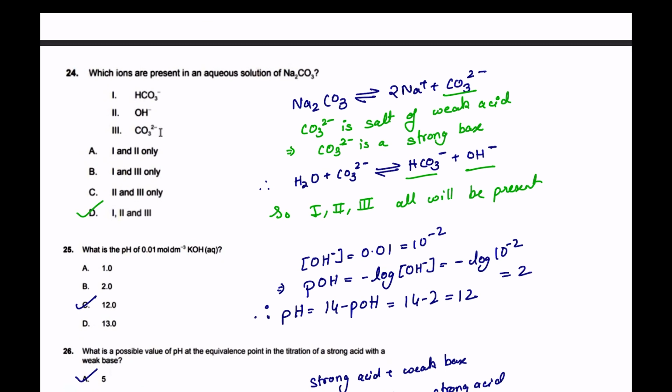Now moving to question 24. Which ions are present in an aqueous solution of Na2CO3? Again, this is pretty interesting. If you put Na2CO3 in water, you will have 2 Na+ ions and CO3 2- ions. So firstly, CO3 2- ions would be present.